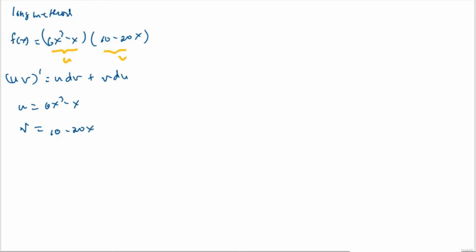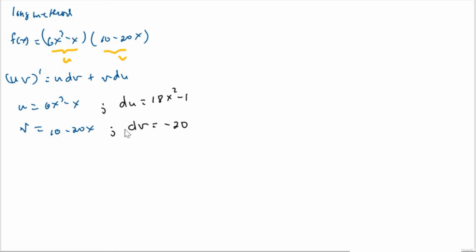Now after that, you take the derivative of u and the derivative of v. So we can write derivative of u is equal to 18x squared minus 1. Derivative of x is 1. And the derivative of v: derivative of 10 is 0, and the derivative of negative 20x is equal to negative 20.